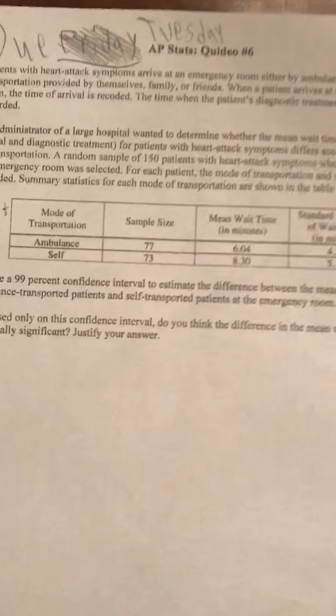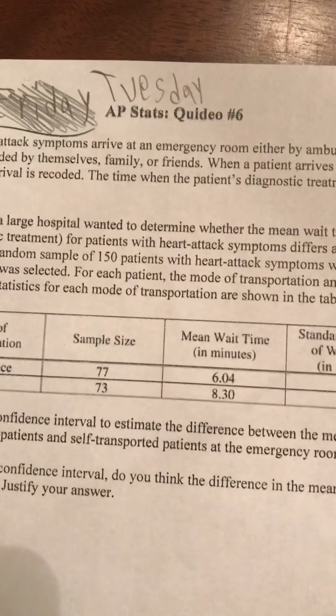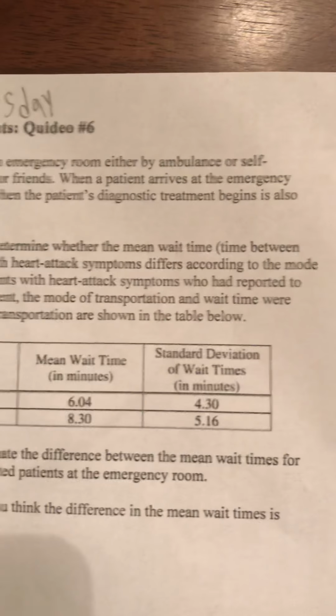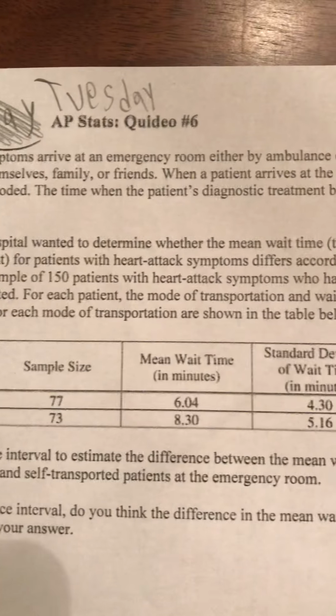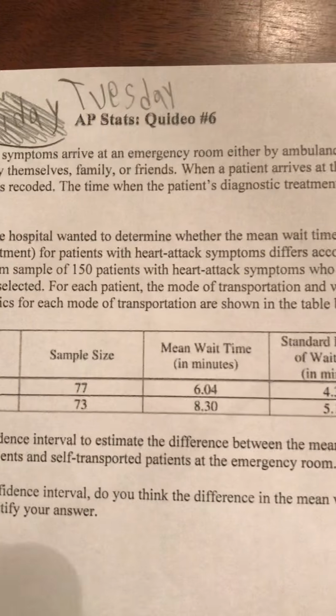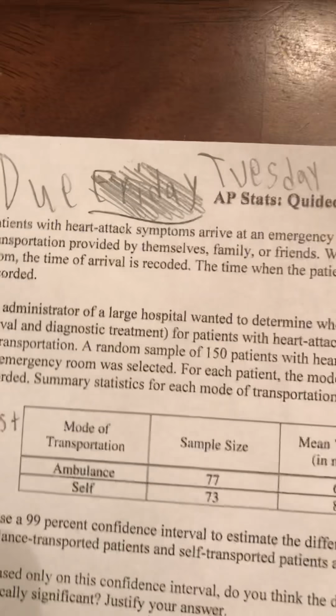Video 6, Kevin Carter. Patients with heart attack symptoms arrive at an emergency room either by ambulance or self-transportation provided by themselves, family, or friends. When a patient arrives at the emergency room, the time of arrival is recorded. The time when the patient's diagnostic treatment begins is also recorded.